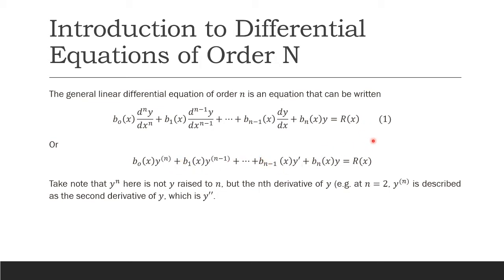So, similar lang itong dalawang to. Iba lang yung pagkaka-express natin. So, tandaan lang yung sinabi ko kanina, yung y na may parenthesis na raised to n dito, hindi siya talaga naka-raise sa n. That's the derivative. So, kung meron tayong n is equal to 2, then that is y double prime. Y parenthesis, tapos 2, close parenthesis, or y double prime. So, yun yung tinutukoy natin dyan.